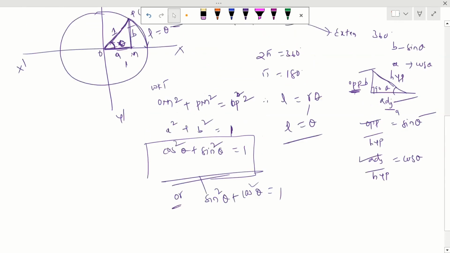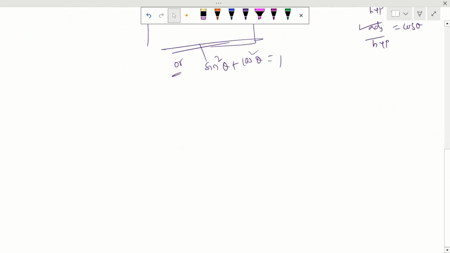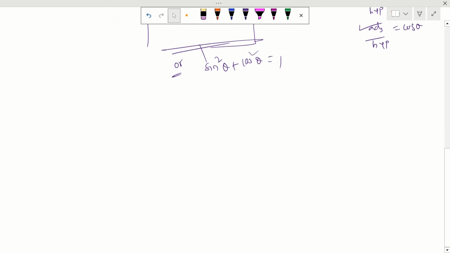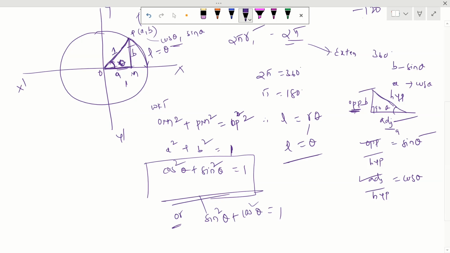This concept is clear now. So now, suppose I take another, negative angle and measure it.